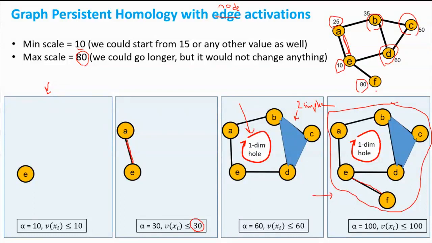So 2 different ways, edge activations and node activations. In edge activation, if you increase the scale, eventually everything becomes connected and you have a dot. In the node activation, you increase the scale and nothing happens. So the simplices that should appear, but otherwise, A and C, for example, will never get connected.